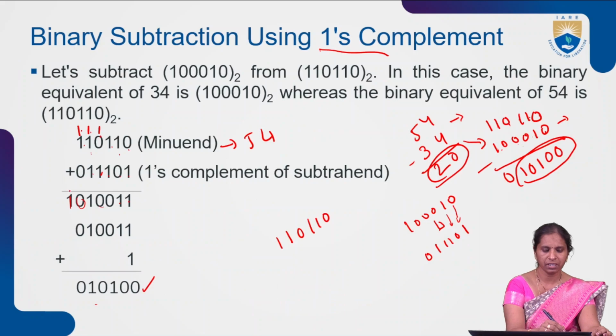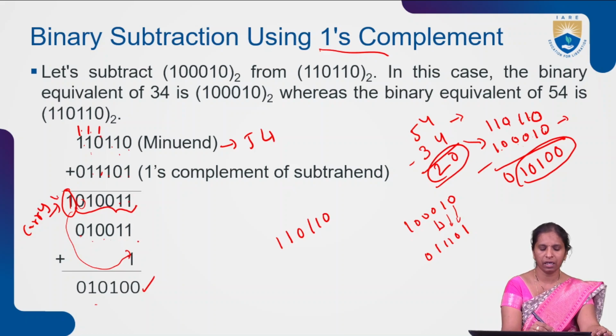So here the result is having a carry. So this is called as what? The result is having a carry. Then what you have to do? You have to add this carry to the least significant bit. Therefore 010011. So this is the actual result and this is a carry.